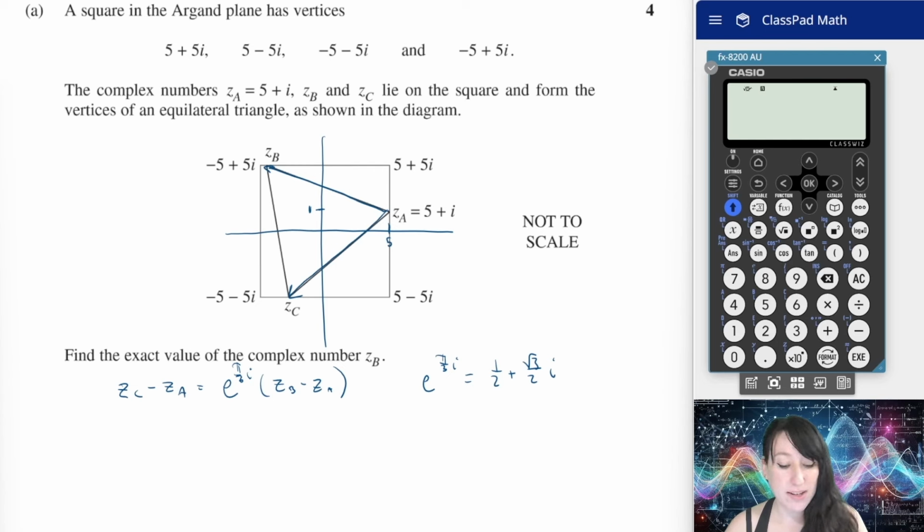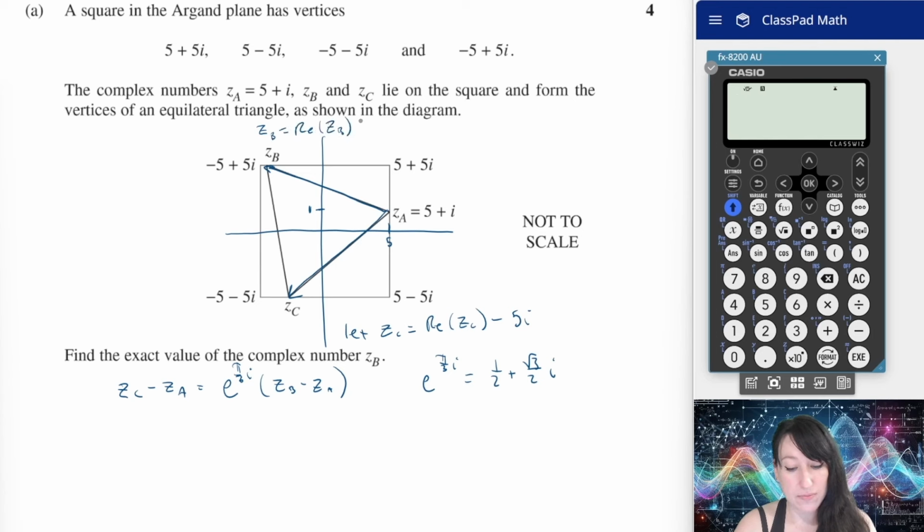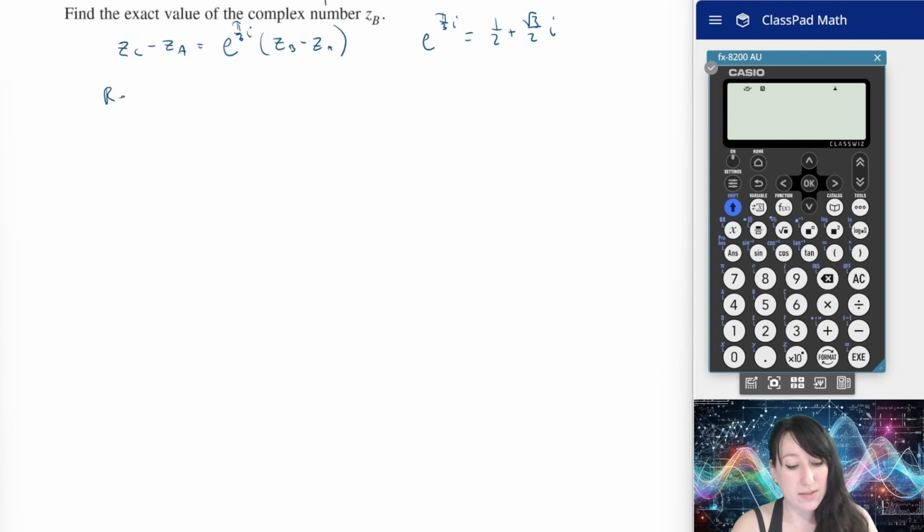Now, let's see if we can express zb in terms of components. We know its imaginary component is 5. What about its real component? So for now, we can call it the real component of zb. And we can do something similar for zc. So we're going to let zc be the real component of zc minus 5i, and zb be the real component of zb plus 5i. So we will put all that into this expression or equation that we've got. We know what za is, 5 plus i.